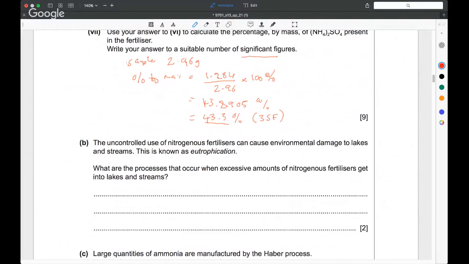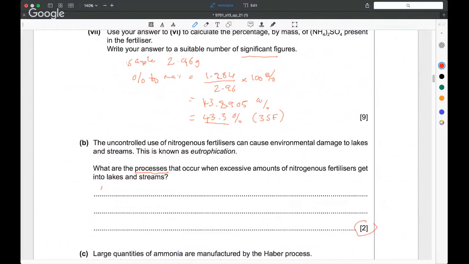And so it's asking here, what are the processes that are going to occur when there's excessive amounts of nitrogen fertilizers? So it's giving us a clue there, isn't it? That it's looking for more than one process. It's asking for plural processes. And we've got 2 marks down here as well, haven't we? So we're looking for two points.